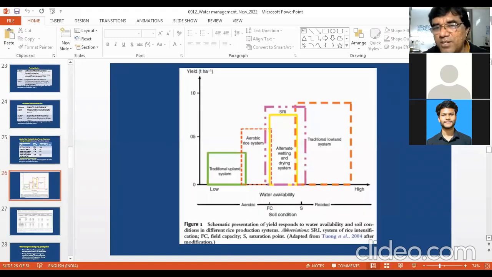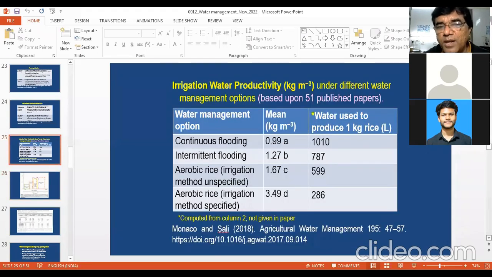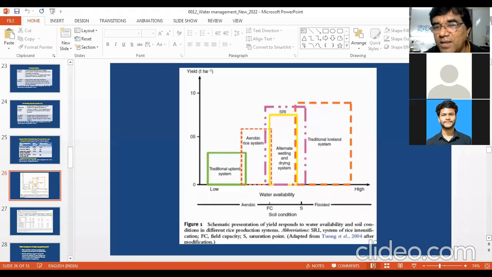And this picture I have already shown you. Water productivity is more in aerobic rice. Continuous flooding, you get the least water productivity. But we also look into economics, and we also need to look into the total yield, the average productivity of the rice. So now you can see productivity is highest in the traditional lowland method. See this last orange color dots rectangle. Traditional lowland system, here crop productivity is highest, but the water productivity is least.